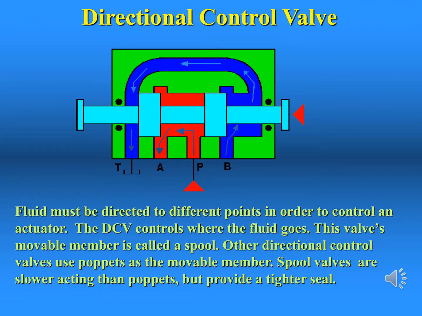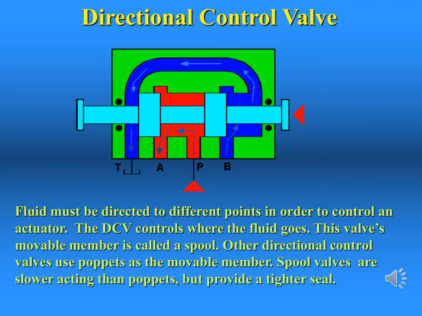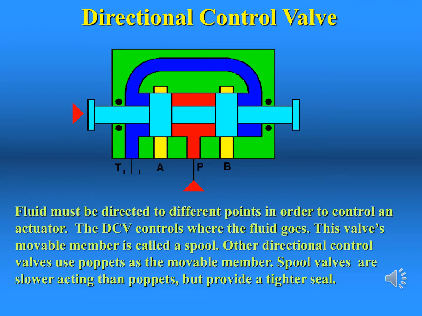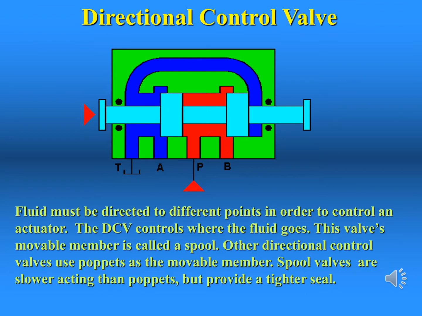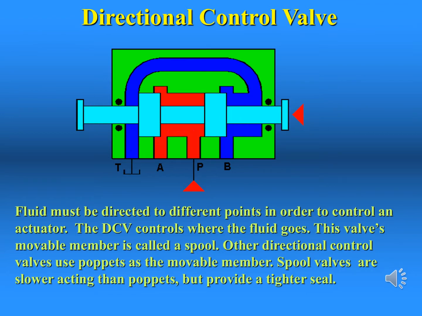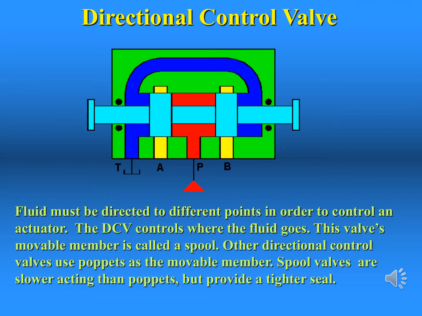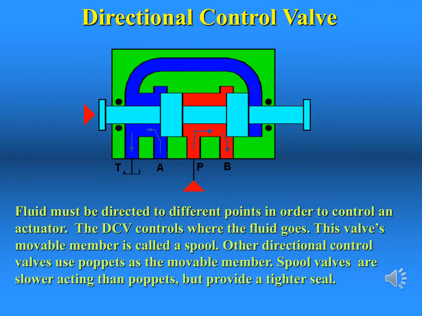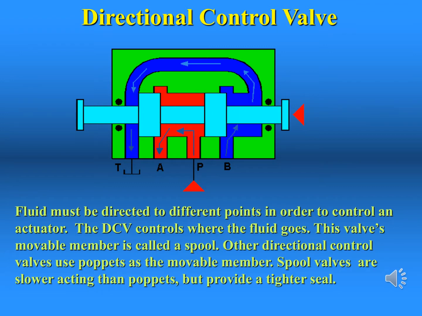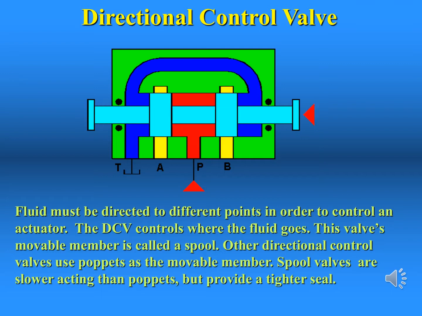There are a number of different design types of directional control valves that we'll call DCVs for short. This one is a spool type and meant to represent a valve used in hydraulic systems. The spool fits within the body of the valve and moves back and forth, blocking some passages and opening others. Fluid from the pressure port P is directed toward the actuator port A when the spool shifts to the left, and to the actuator port B when it shifts to the right.